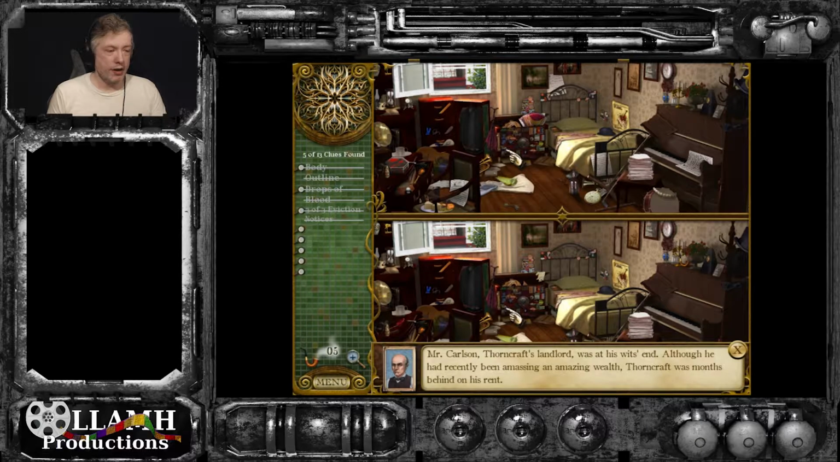Mr. Carlson, Thorncraft's landlord, is at his wit's end. Although he had recently been amassing an amazing wealth, Thorncraft was months behind on his rent.